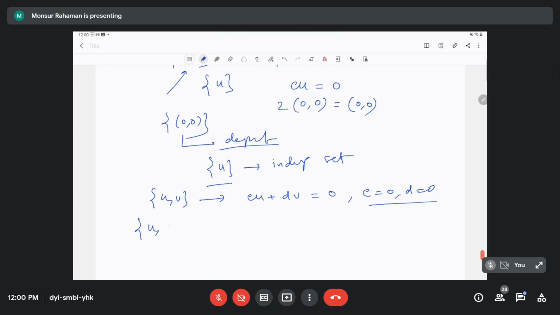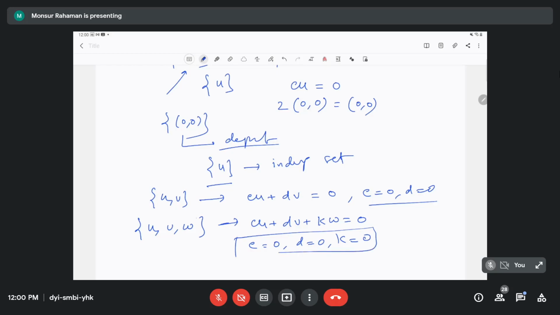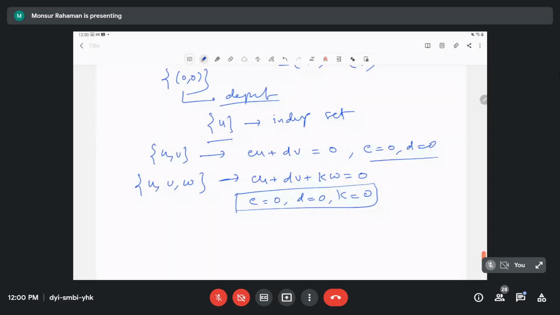If there are three vectors u, v and w, look at the equation cu plus dv plus kw equals to 0. If there is only the solution c equals to 0, d equals to 0 and k equals to 0, and no other non-zero solution, then it will be called an independent set. Basically, if it were dependent, any one vector, suppose v, would be generated from u and w. Okay, you can delete it.